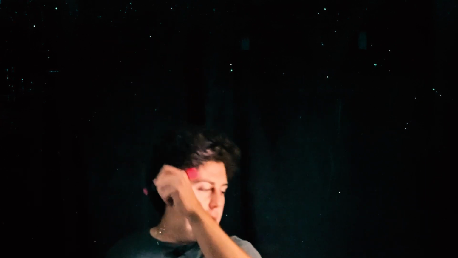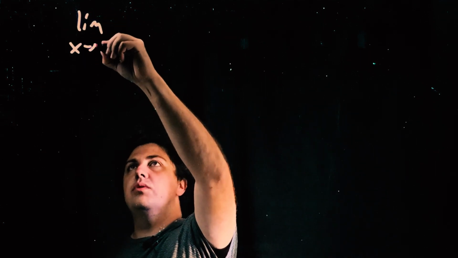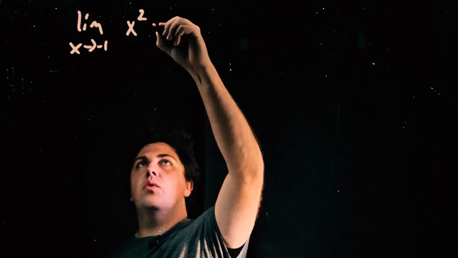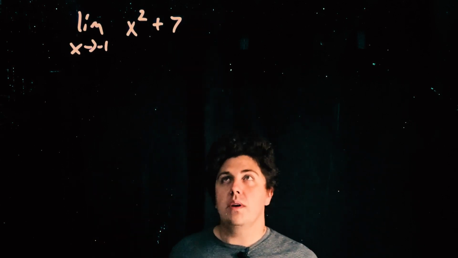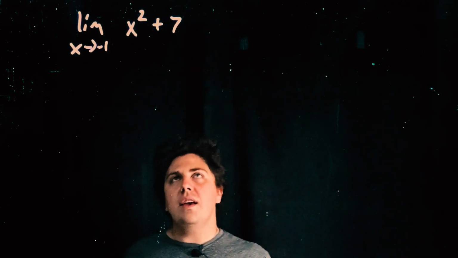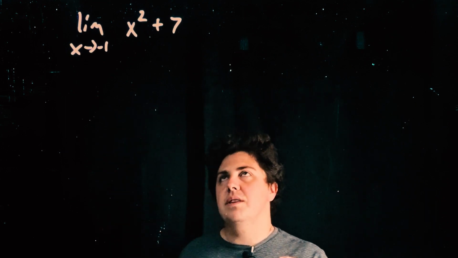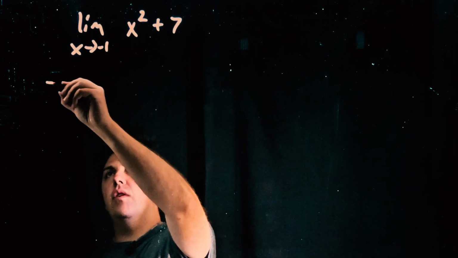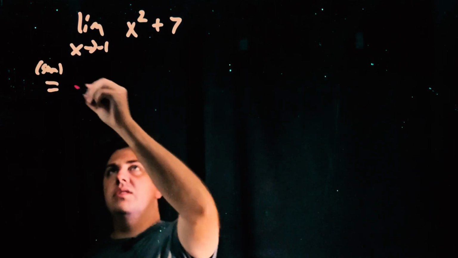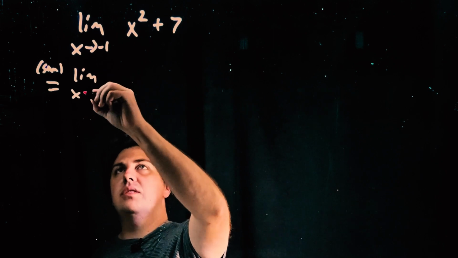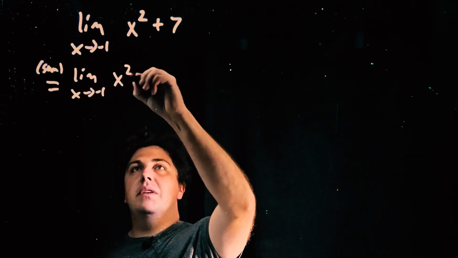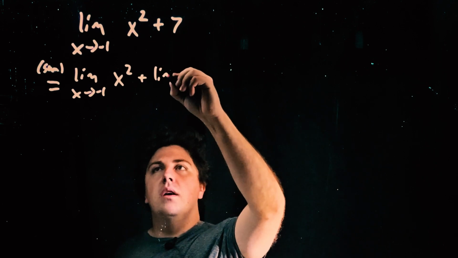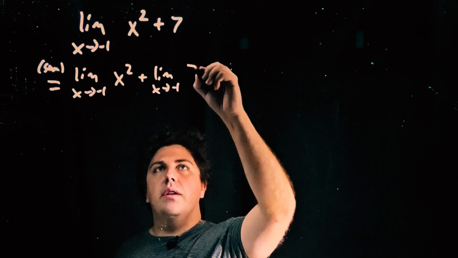Okay, so let's go through some examples. First, let's do a pretty easy one. Let's do the limit as x goes to minus 1 of x squared plus 7. So what can we do here? The idea is we take the limit laws and use them to turn this into easier pieces. First, we can use the sum limit law to break this into the sum of the limit as x goes to minus 1 of x squared plus the limit as x goes to minus 1 of 7.